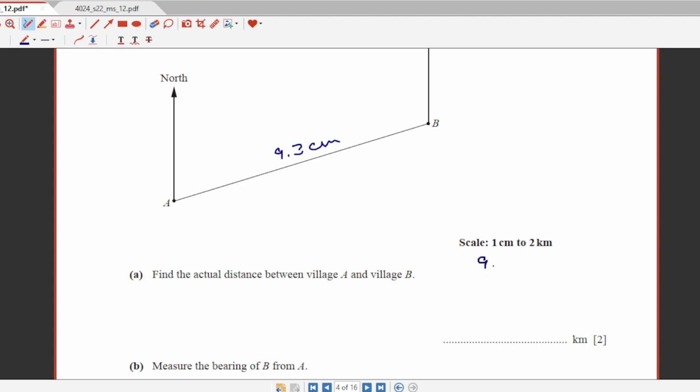Then 9.3 centimeter must represent x kilometer, and we can cross multiply these numbers. Here x is 9.3 multiplied by 2, 3 twos are 6, and 9 twos are 18. The answer is 18.6 kilometer.